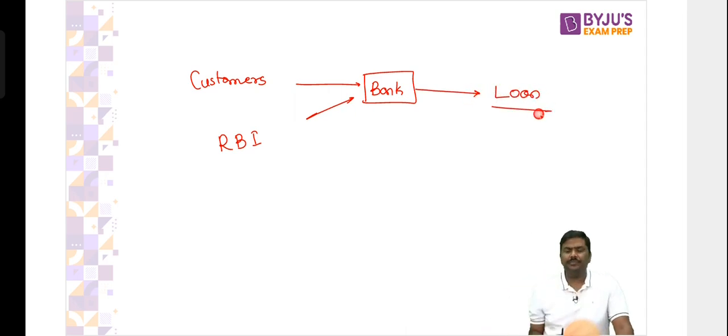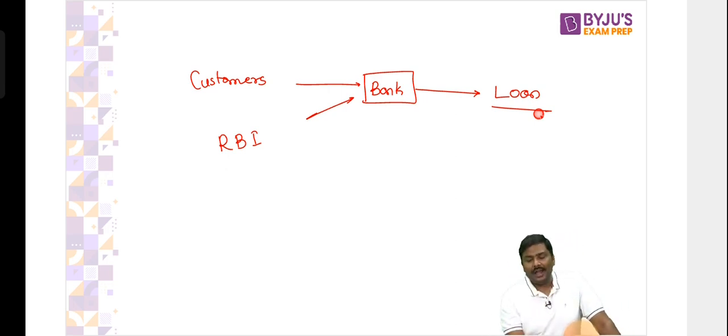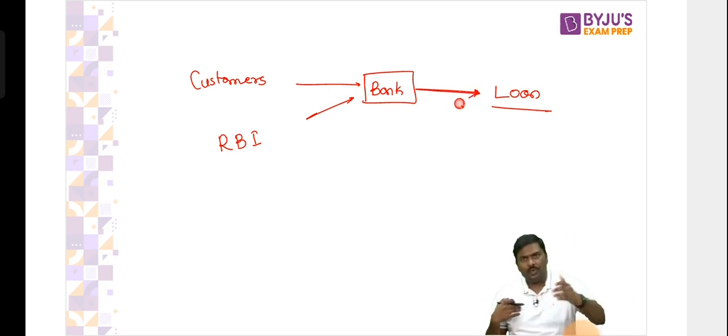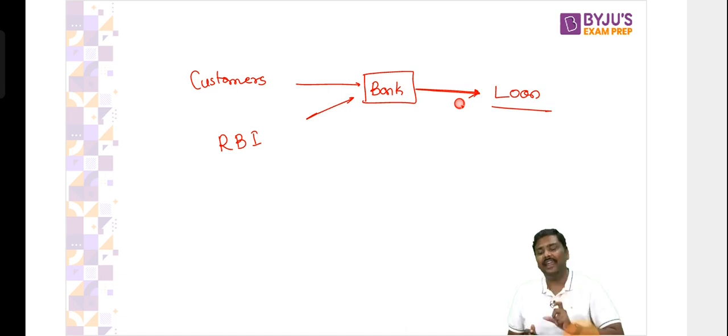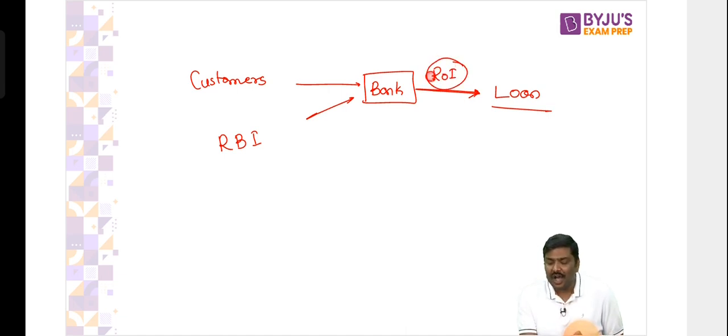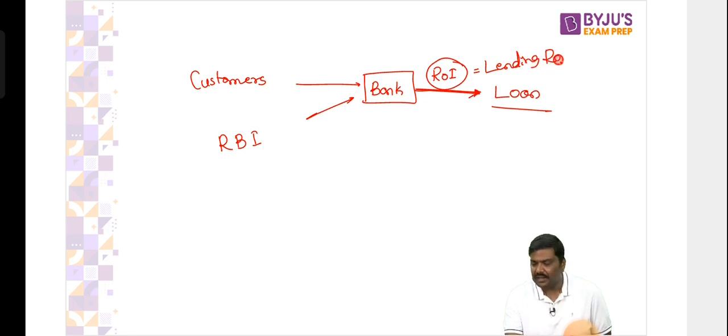Any problem? Let me know in the sequence. The bank will collect deposits from the customers. The bank will take a loan from RBI. And the bank will give loans to me, you, a businessman, a company, a household, a farmer, etc. Now, when I use the term lending rate, it refers to the rate of interest charged by the bank on the loans given. This is nothing but lending rate.